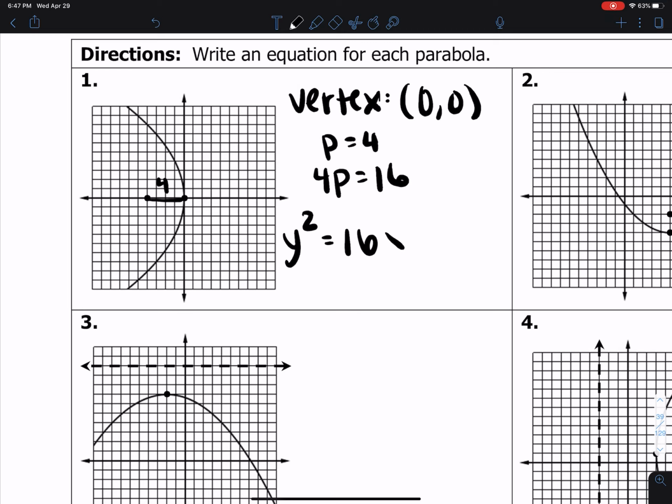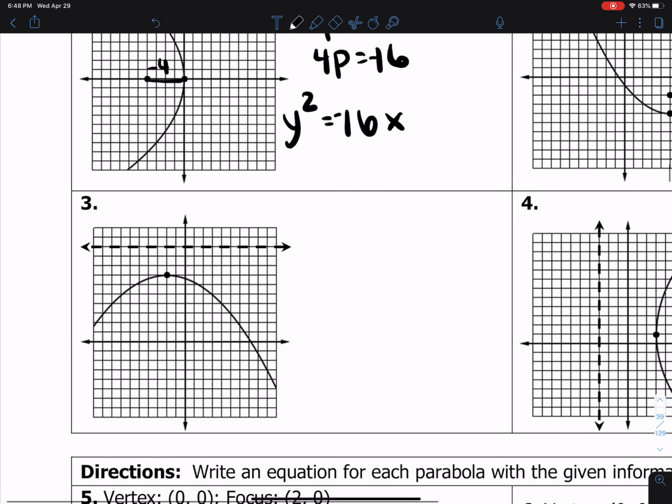And we want 16x. And it's opening to the left, so it should be negative. The 4p should be negative. We could write this as negative 4 over here. Negative 4 and then negative 16. But just check to make sure if it's opening left or down, then the 4p should be negative.